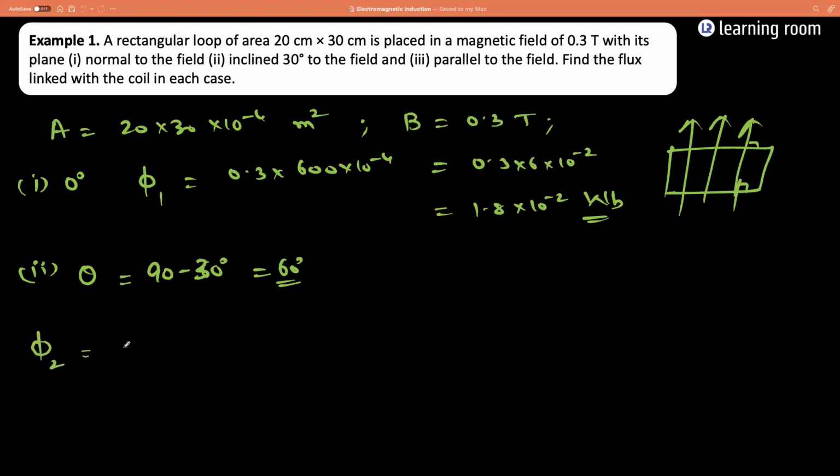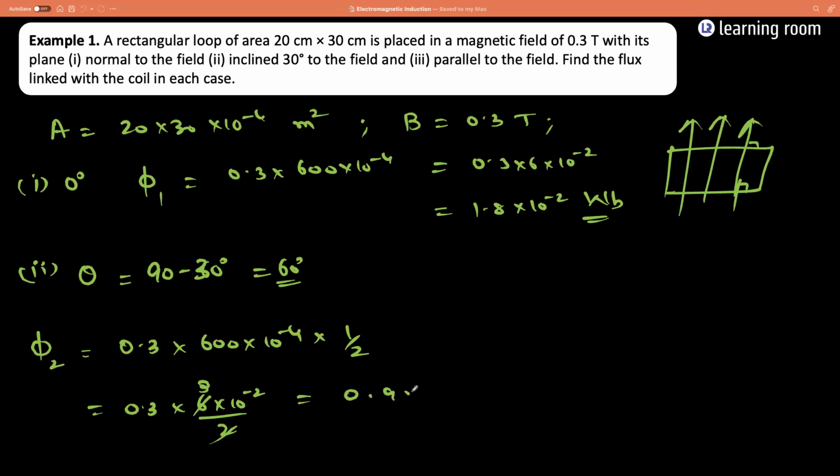Phi 2 will be equal to 0.3 into area, which is 600 into 10 power minus 4, into cos 60, which is half. So 0.3 into 6 into 10 power minus 2 divided by 2, which is going to be 3. So it will be 0.9 into 10 power minus 2. Third, parallel to the field, theta will be 90 degrees. So flux is going to be 0. That's it.